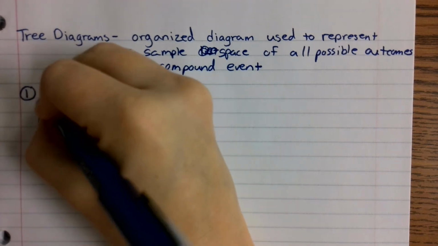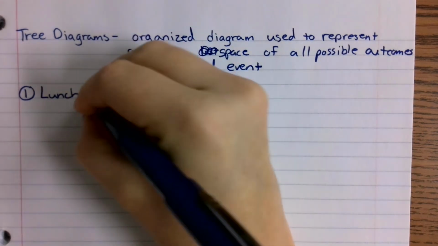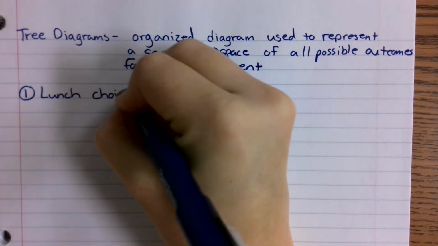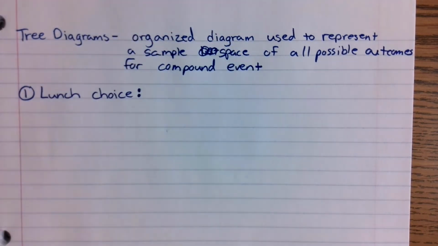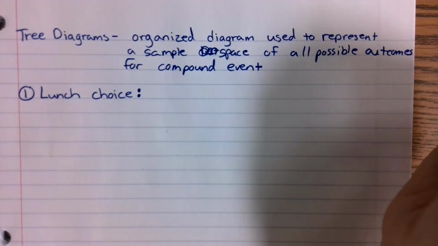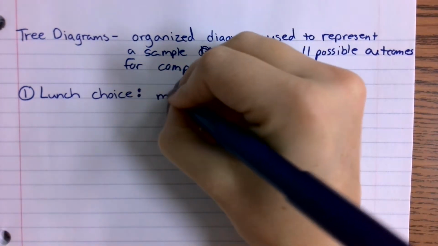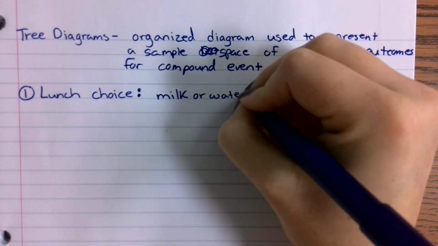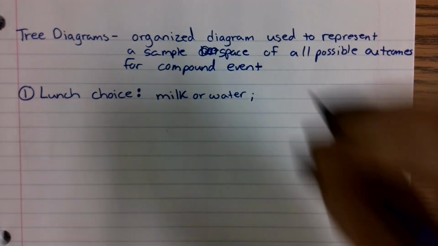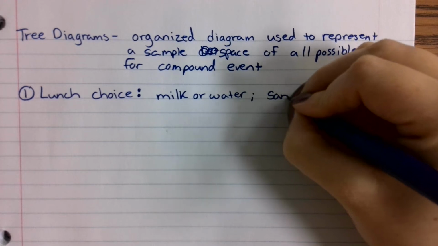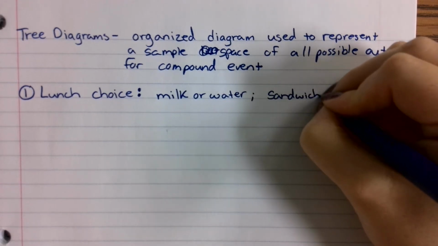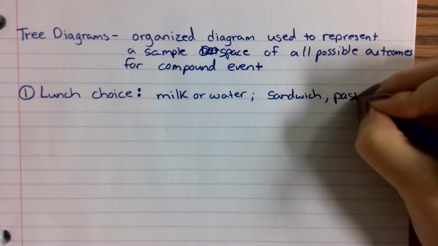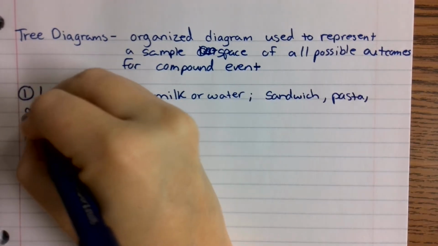Okay, so let's take a look back at that example, our lunch choice example. So before we found out that there were 18 different outcomes that we could create, let's go ahead and see what that sample space would actually look like. So we said before that you could have a choice of milk or water, that you could have a choice of a sandwich, pasta, or chicken.